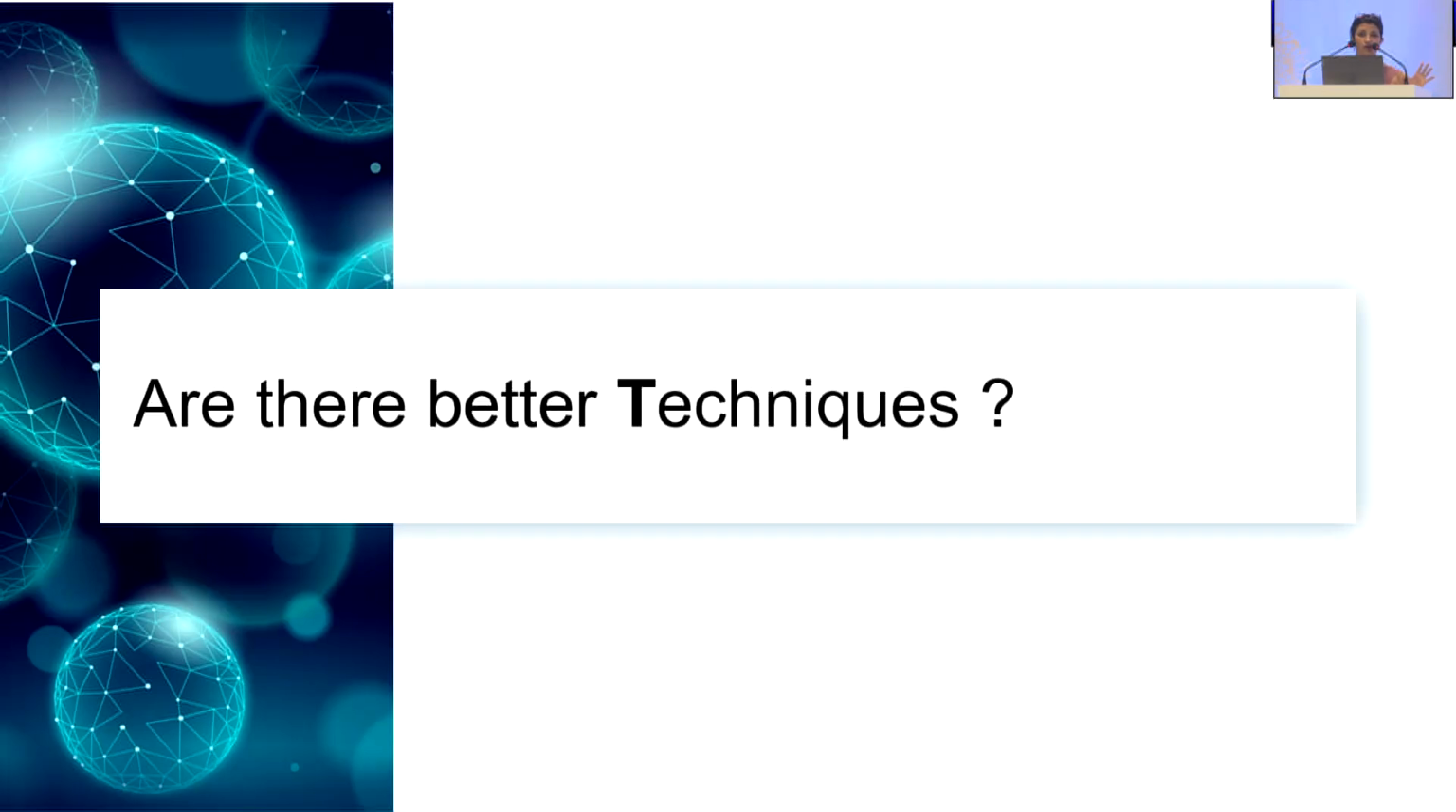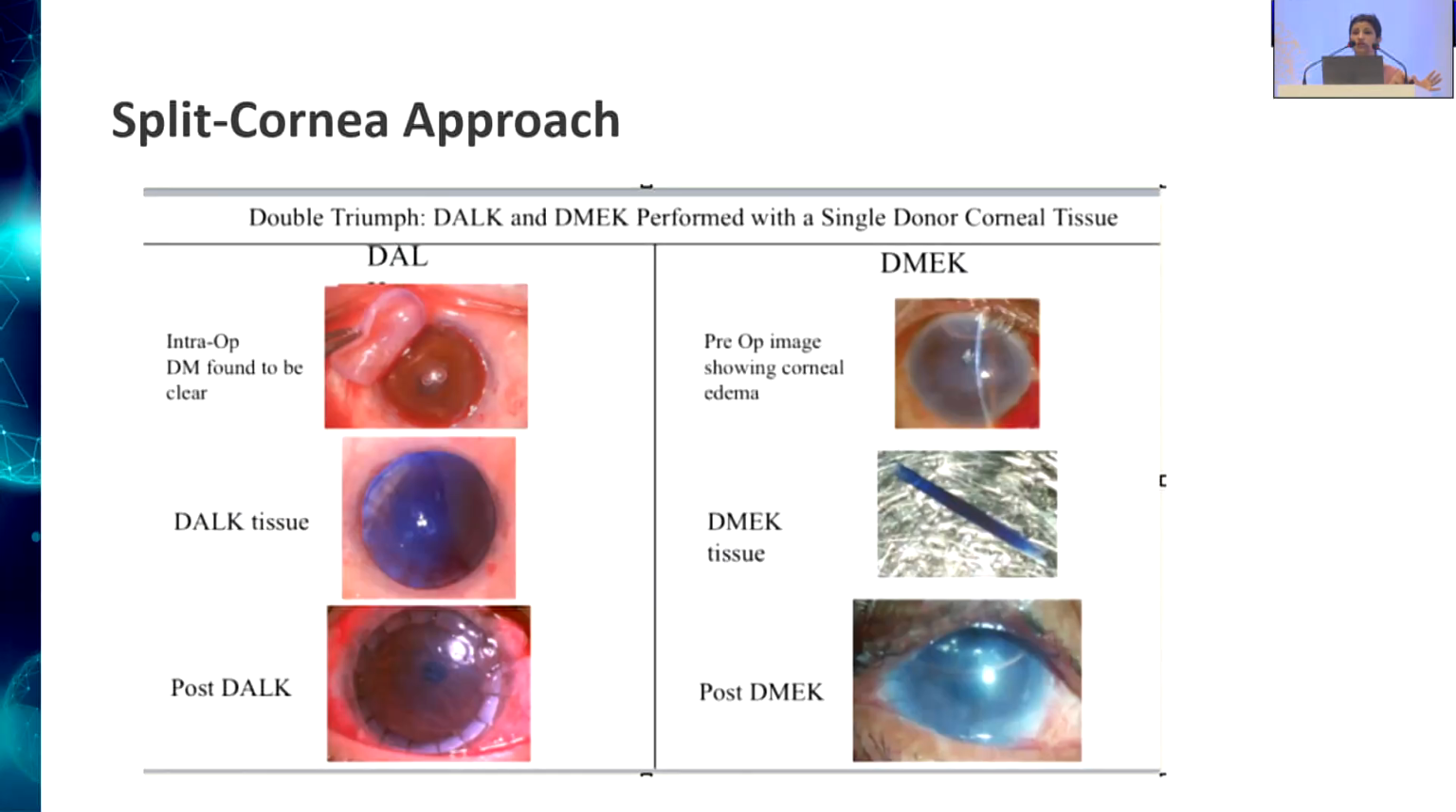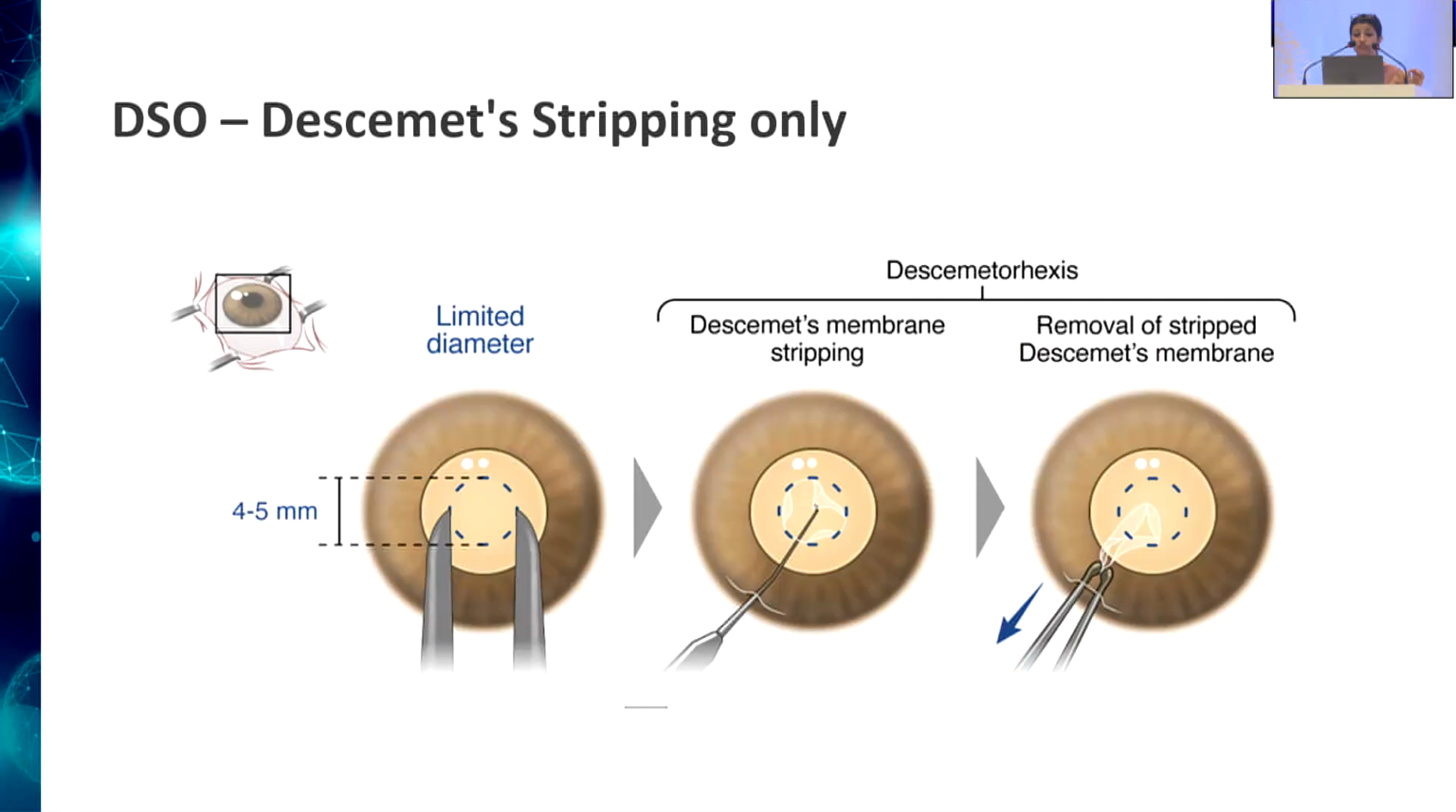From whatever present is available, can we do something better? Yes, as clinicians, we can do better. If you are a lamellar surgeon who treats both anterior and posterior lamellar surgeries, you can actually combine DALK and DMEK in the same patient, or in different patients with the same tissue. That is something which I've been doing in my clinics as well.